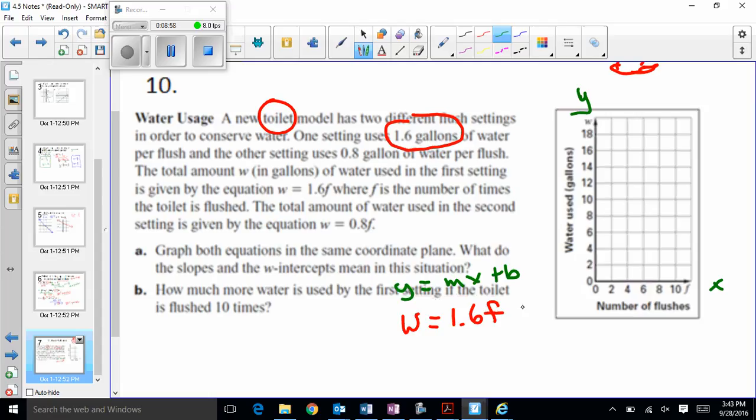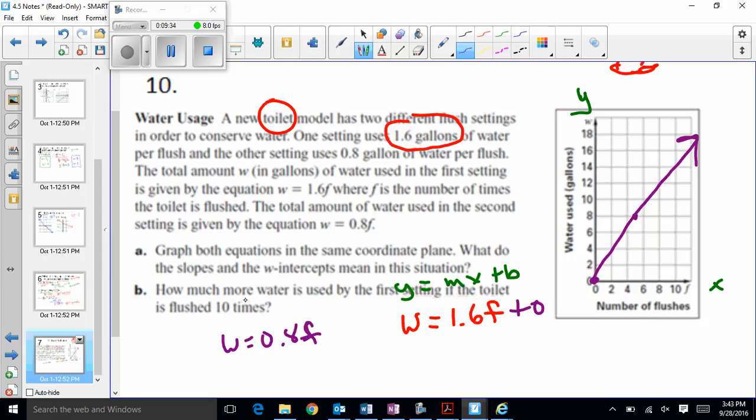Well, this does not have a y-intercept, so guess what? It's going to be plus 0. That means it's going to start here, and it's going to go up 1.6 every time. Up 1.6 over 1. Up 1.6 over 1. If I go up 5 times, that means 5 times 1.6, that's going to be about 8. And then I'll go over 5, so that puts me right about here. And there's my graph.